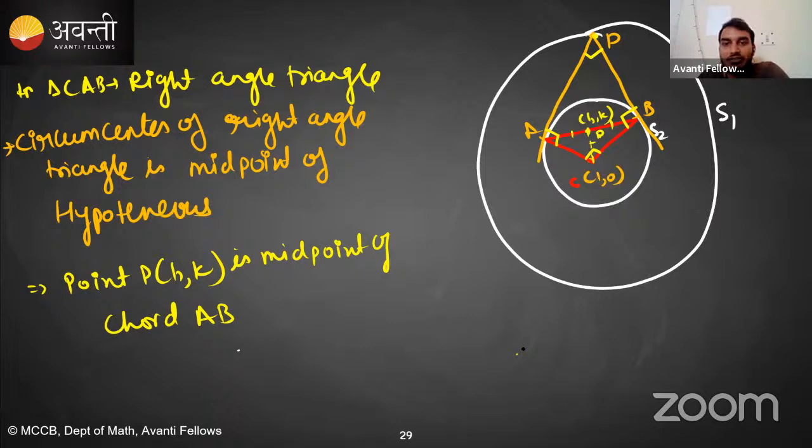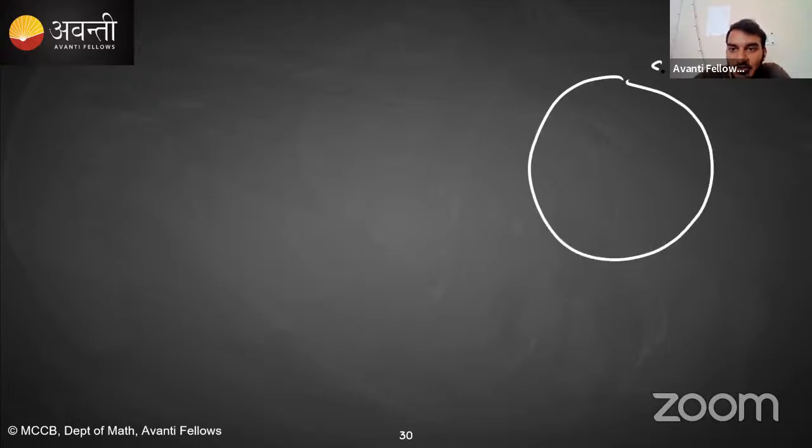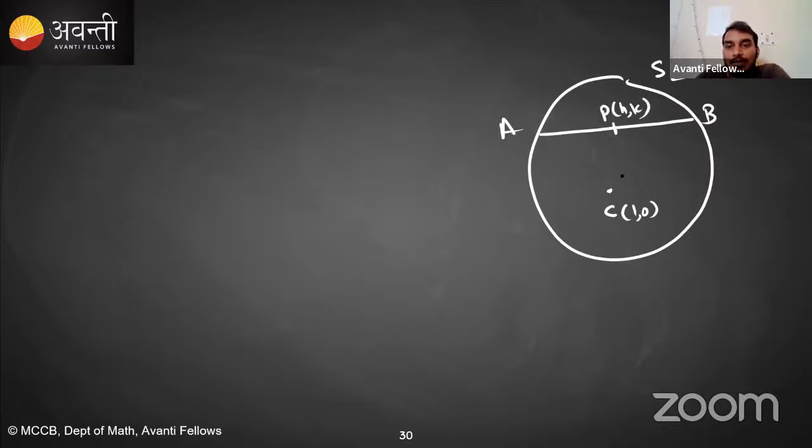So now the situation is like this, student. What we have found so far: this is S2, and let's say this is the center C, which is (1, 0), and this is the chord AB, and this point P, which is the circumcenter, is the midpoint. From center C, when you join the midpoint, it is 90 degrees, and this is the radius. And PA equals PC only. Why? Because P is the circumcenter.